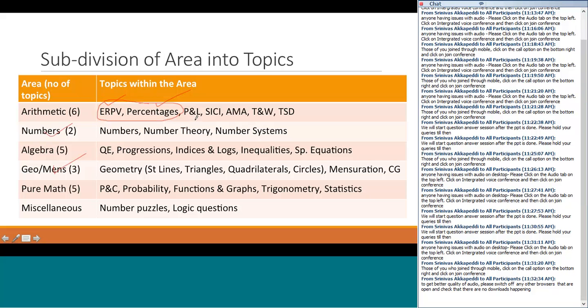Time and work has 2 concepts probably. Time, speed and distance has actually 4 concepts slightly: the normal distance equals speed into time, average speed, relative speed, and races, circular races kind of things. One other area where you will have a little more than what you want is P&C, which has 3 or 4 more concepts extra. But if you really dig deep into these areas like arithmetic or algebra, you will see that each area is about 2-3 concepts exploded into mini concepts.